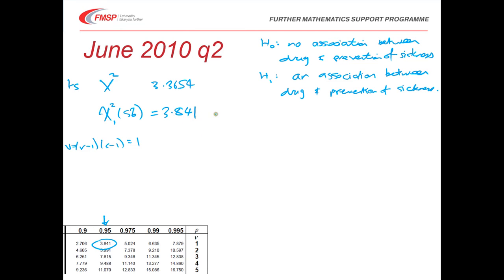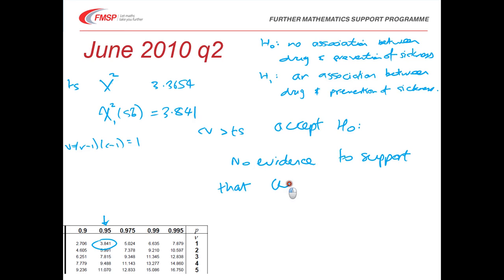So, great, what can we conclude? Well, because your test statistic is smaller than your critical value, what we can do is we actually accept, as we've said before, we accept H0. Okay, so there is no evidence to support that the drug is effective, or words to this effect, effective against sickness.